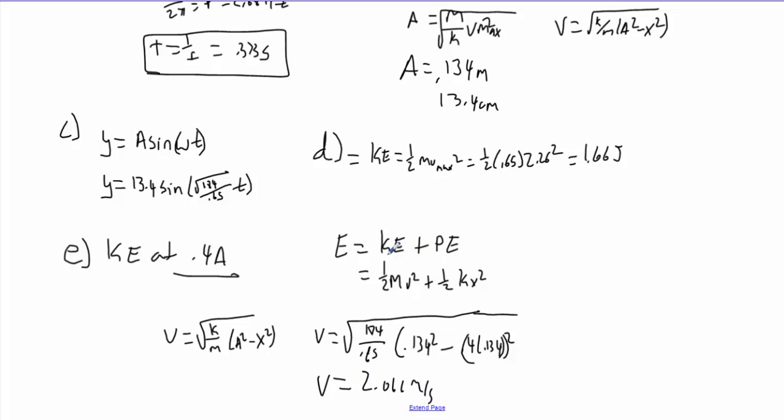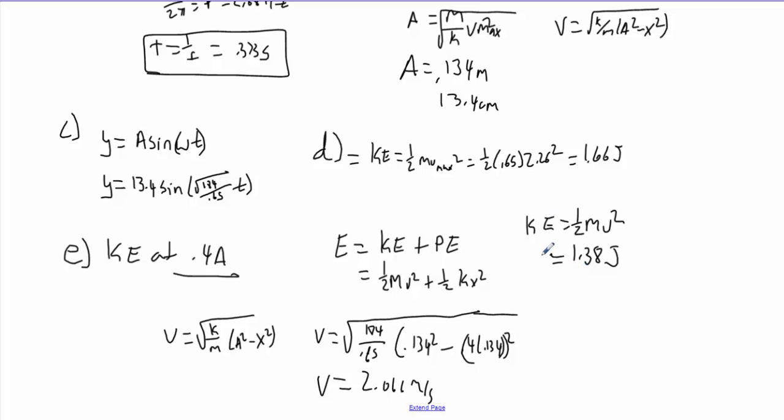I can go ahead and run that into the kinetic energy equation. KE equals 1/2 m v squared, so 0.5 times 0.65 times that 2.066 squared gets me 1.38 joules.